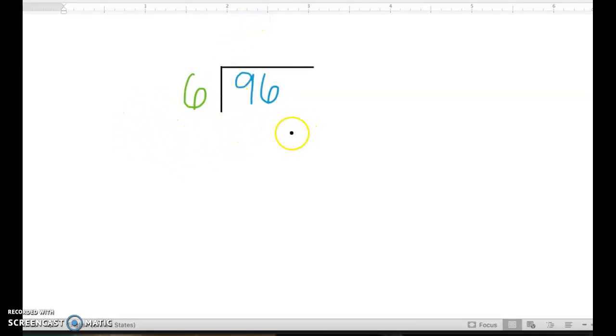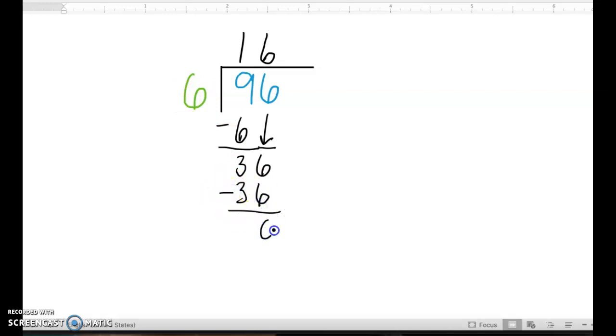Remember, I'm taking these one at a time. I'm going to take it with a 9 first. So I'm asking myself the question, how many times does 6 go into 9? It goes in 1 time. So 1 times 6 is 6. I subtract. I get a 3. I bring down the 6. So now I'm saying, okay, how many times does 6 go into 36? Well, that's 6 times. 6 times 6 is 36. I subtract. I get 0. There's nothing more to bring down. My remainder is 0, so my answer is 16. So 96 divided by 6 equals 16.